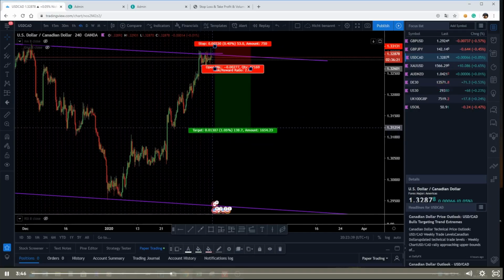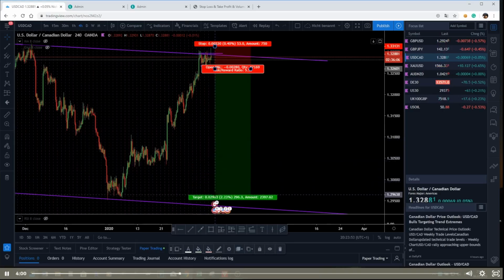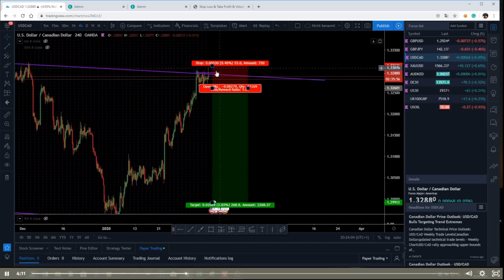Maybe this could be our first target, somewhere around in this area, the 2.5 to 1 risk reward ratio. And then we can let partial profits run to this low, which would be around a 5 to 1 risk reward ratio. These are options that we got.